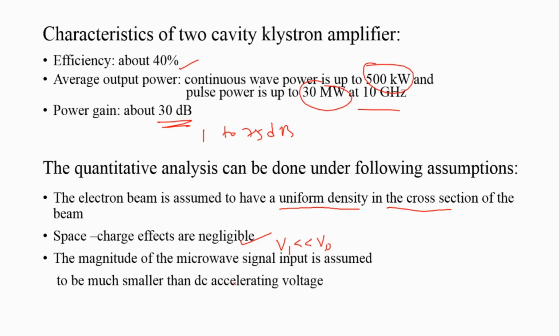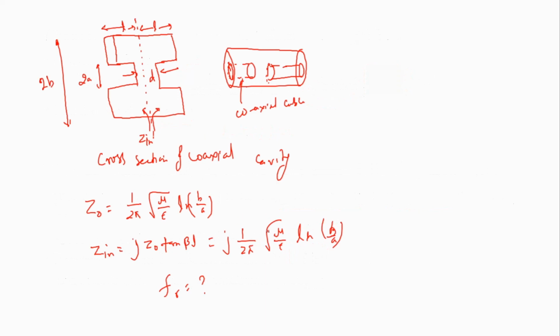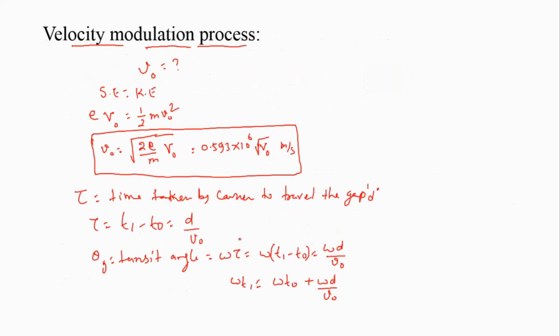And in the quantitative analysis, we have seen it has some assumptions. This assumption says we had uniform density throughout the cross section of the beam. And the space charge effect should be negligible, as we have seen in the bunching process. This space charge will be neglected, and the magnitude of the microwave signal, that is V1, should be much less than V0. And we had seen the characteristic impedance and input impedance.